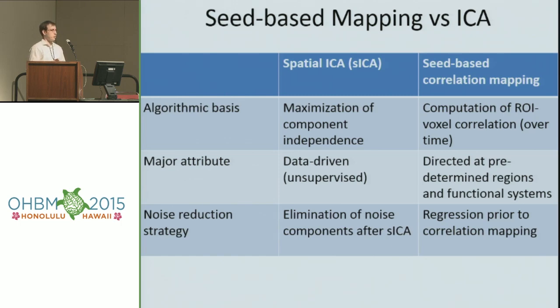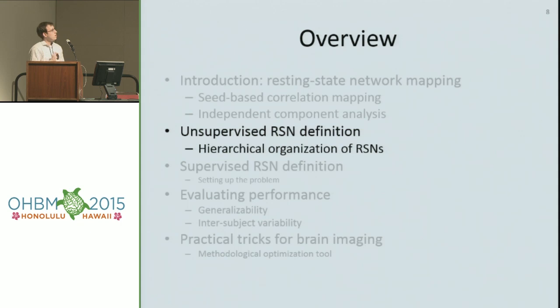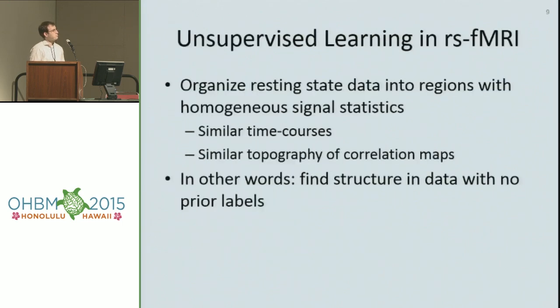However, with seed-based correlation mapping, the results are extremely sensitive to spurious correlations in the data, and they have to be explicitly regressed out prior to computing correlations. So I'm going to address some of the methods that are derived from these techniques and the overall sense of how the data are organized, which is hierarchically.